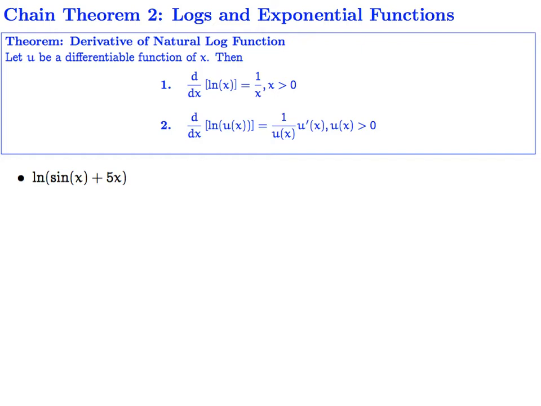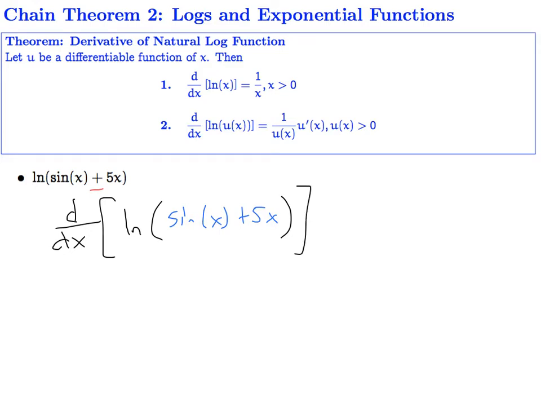Now in this case, there's nothing we can simplify first. We have this addition in here, so that's not one of our properties of logs that make this any easier. We just have to go for it. So let's take the derivative of the natural log of sine of x plus 5x. And so now I've written my inside function. It's still a composition. We've still got natural log on the outside. But now my inside function is a little more complicated. But overall, when I take the derivative, it's the same basic process.